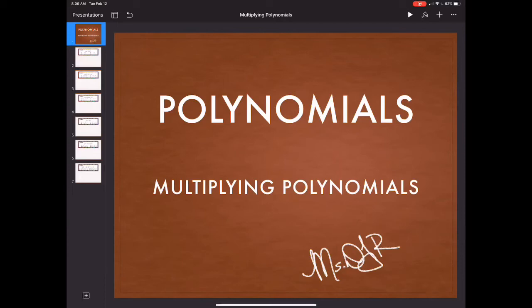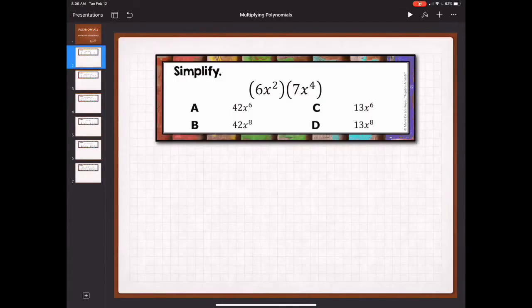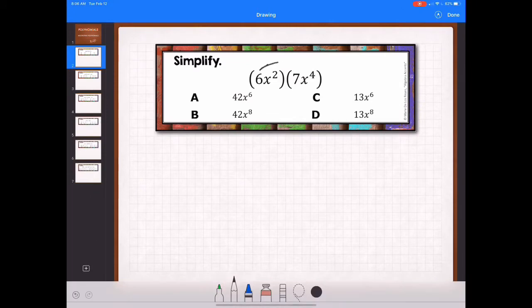Today we're multiplying polynomials. Okay, so we have 6x squared times 7x to the fourth. You want to multiply the coefficient to the coefficient, so that's going to give you 42. And then you're going to do the x squared with the x to the fourth, so that's going to give you x to the sixth. So remember, this is actually 2 x's here, and there's 4 x's here, so that's why there's 6. Or you can say it's because it's 2 plus 4.